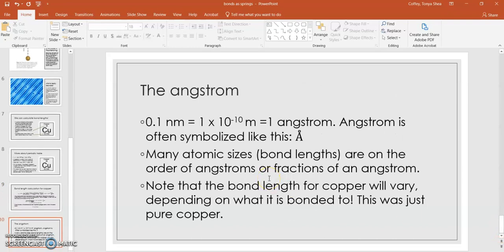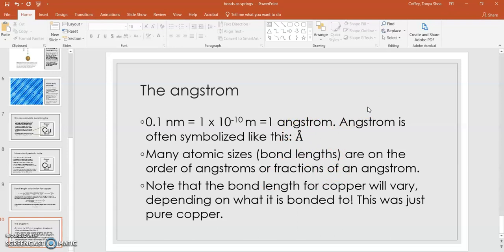Now, you might have heard of a unit called the angstrom, and if not, welcome. Okay, here you are. The angstrom gets used sometimes because it's actually the length of a lot of different bonds on the order of that. And so the angstrom is 1/10 of a nanometer, or 1 times 10 to the minus 10 meters, and that's an angstrom. And the symbol for it is this A with this little circle over the top. So if you see that symbol, now you know what it means.